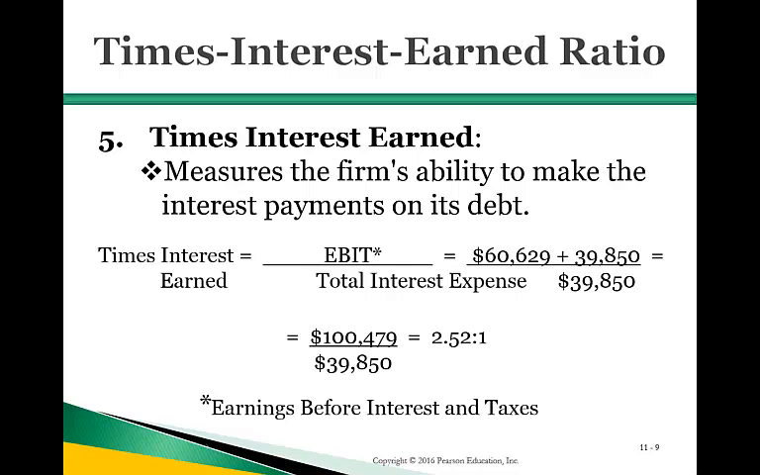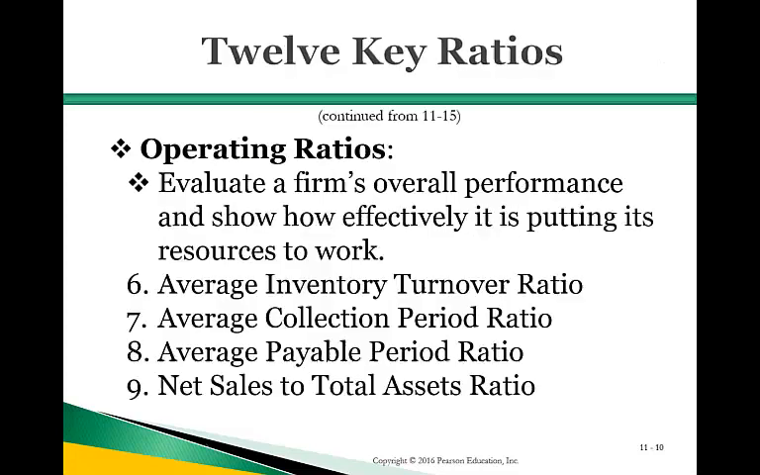So it's a little bit rough on Sam's here. Operating ratios look at how well we're managing the firm, how well we're managing the assets of the firm. So we look at inventory, we look at collections, we look at payables, and net sales to total assets. Those are the ratios that show how well the company is being managed.